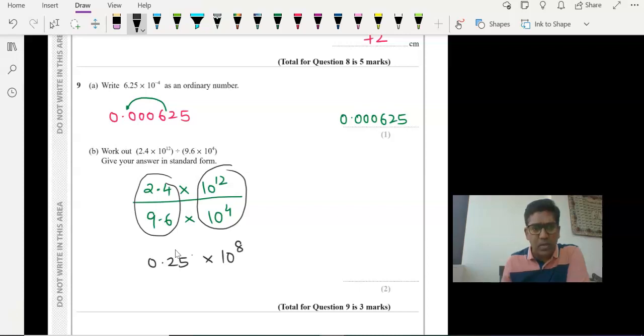Now this answer is not in simplest form. So 0.25, when we convert into standard form, it will be 2.5 times 10 to the power. Since it is moving one digit, it will become minus 1. We already have 10 power 8 as it is. When you combine both, you will get your final answer. 2.5 times 10 to the power 8 minus 1, that is 7. That's your final answer.